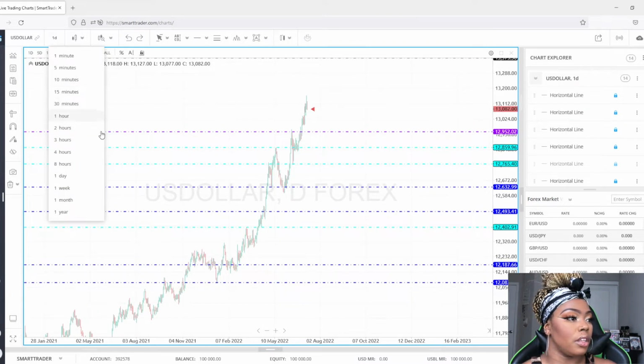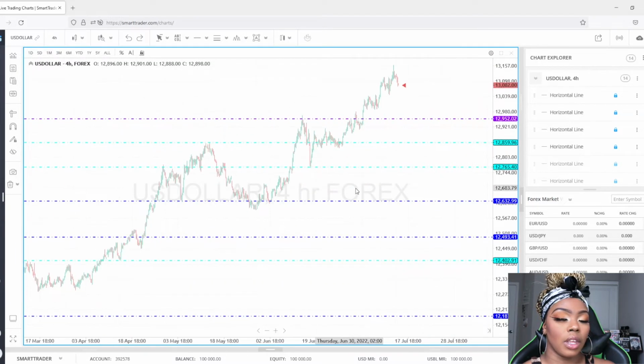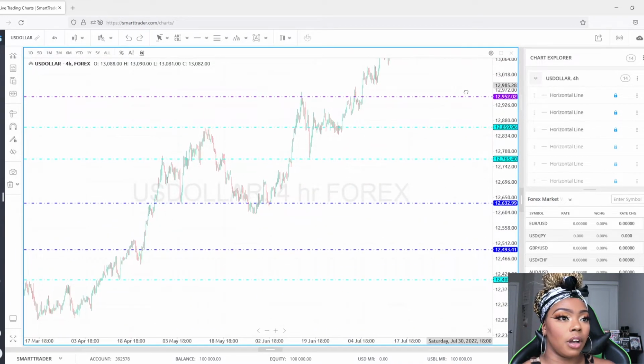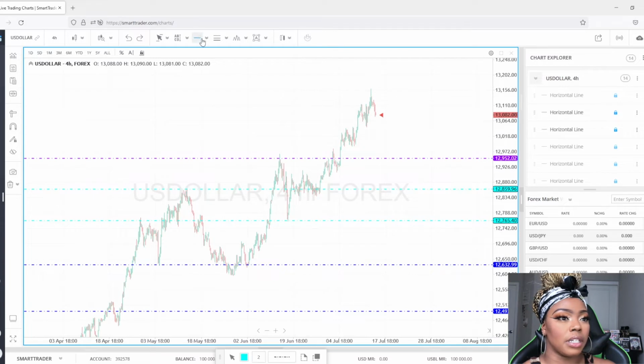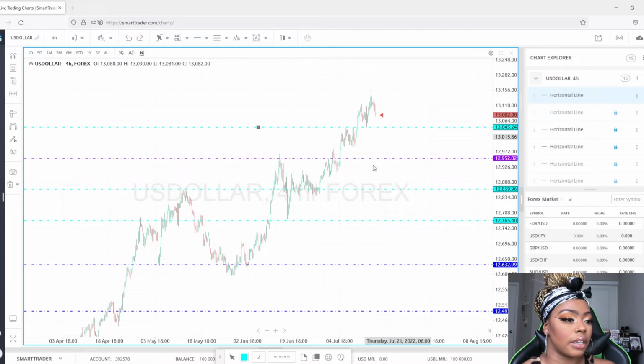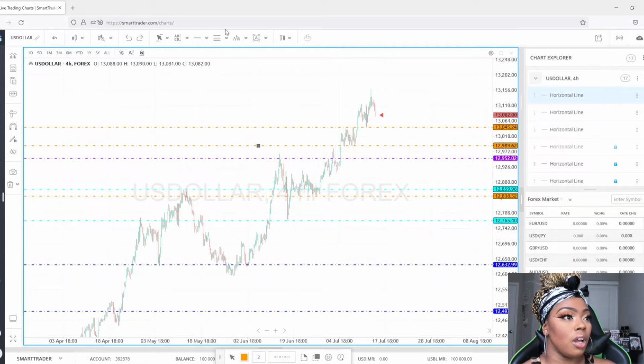And then we're going to go in onto our 4 hour. And I usually stop on the 4 hour just because it gets a little bit hectic. I'm just marking out recent levels.